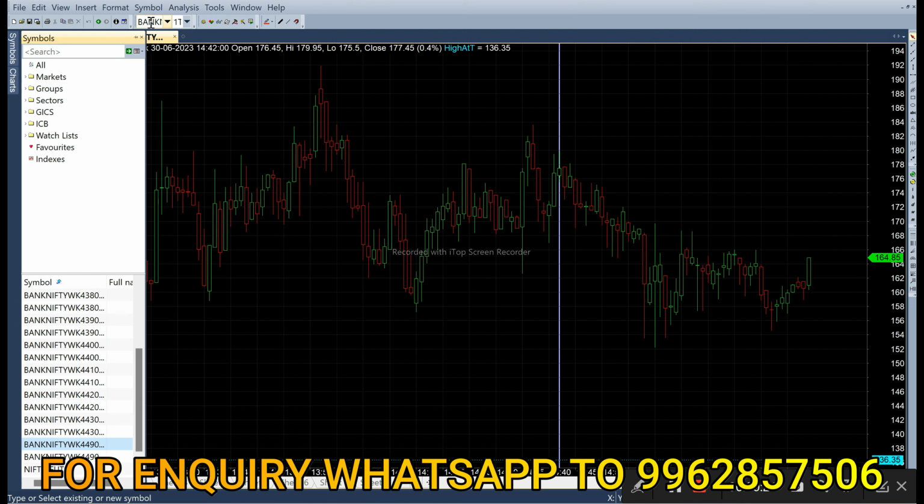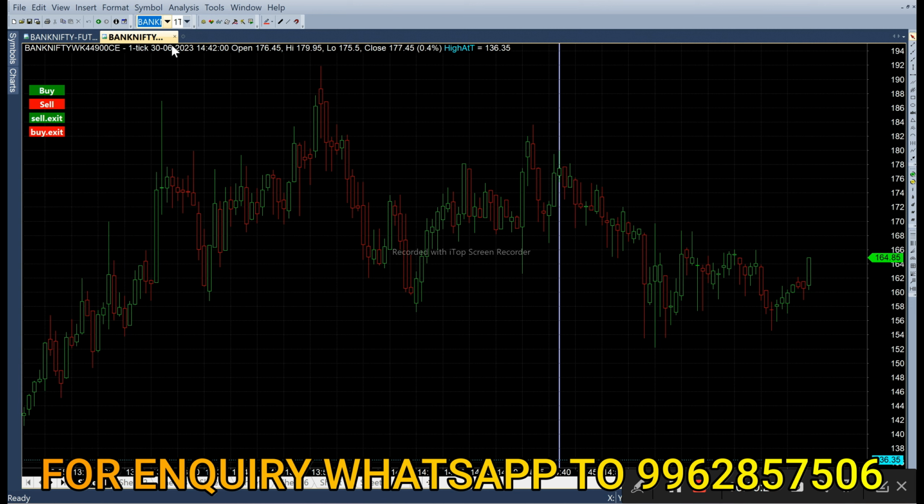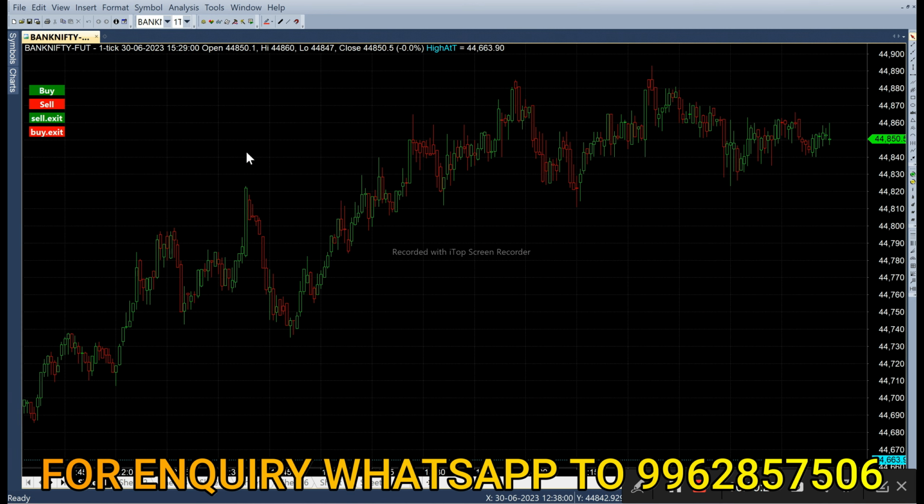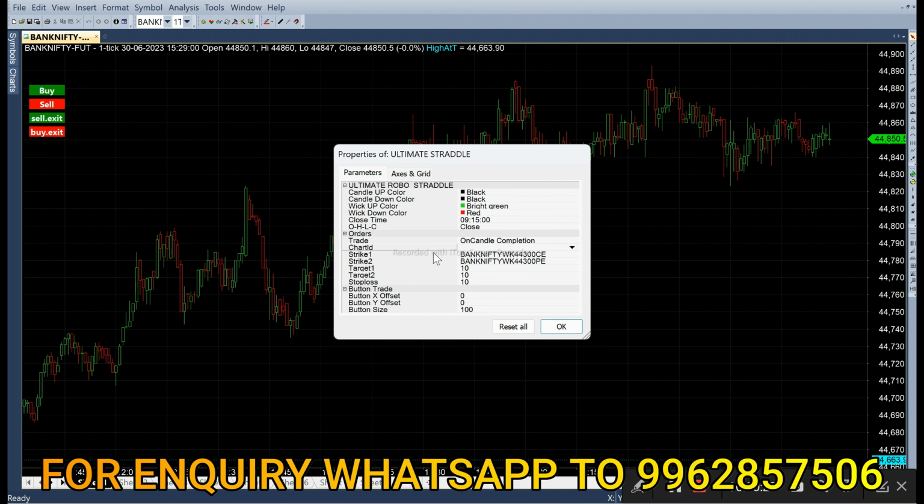Then we have to copy the symbol. Then we have to feed in future chart. In parameters, strike one should be call option, and strike 2 should be put option. Instead of C, we are giving P here.